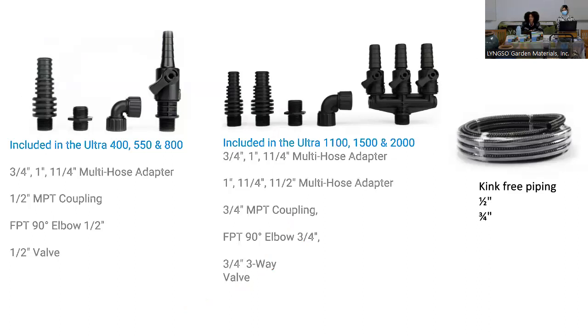So these are the adapters and connectors that are included in the pumps. The under 800 ones have a coupling that doesn't include anything that has 3/4 besides the hose adapter. When you're looking at the couplings, you'll see that all the pumps above 1100 include a 3-way valve. So if you're doing multiple fountains, you'll want to make sure that you're choosing the correct piece.